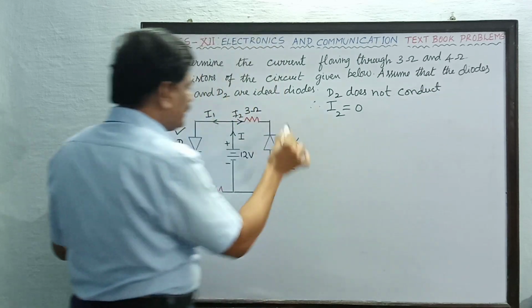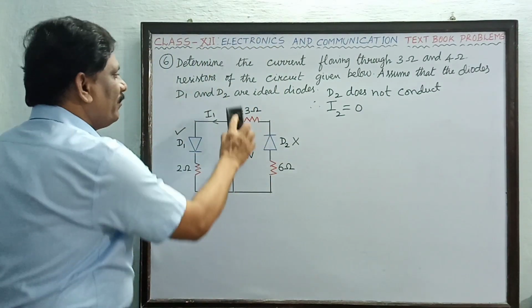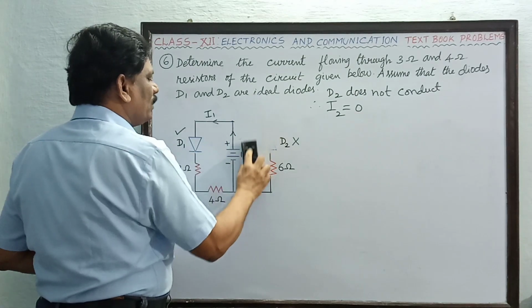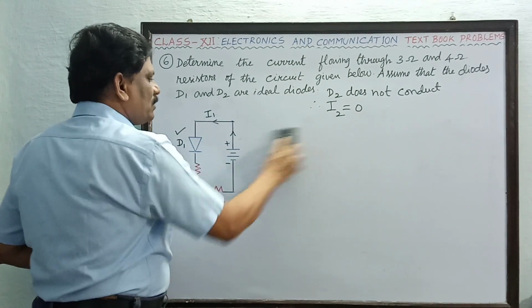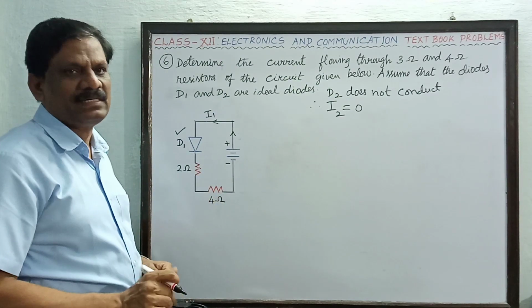Therefore, the current through this entire branch is equal to 0. So we can erase that part itself. We can erase this now because there is no current in this part. So the circuit gets reduced. It is simplified now. Very simple circuit, is it not?